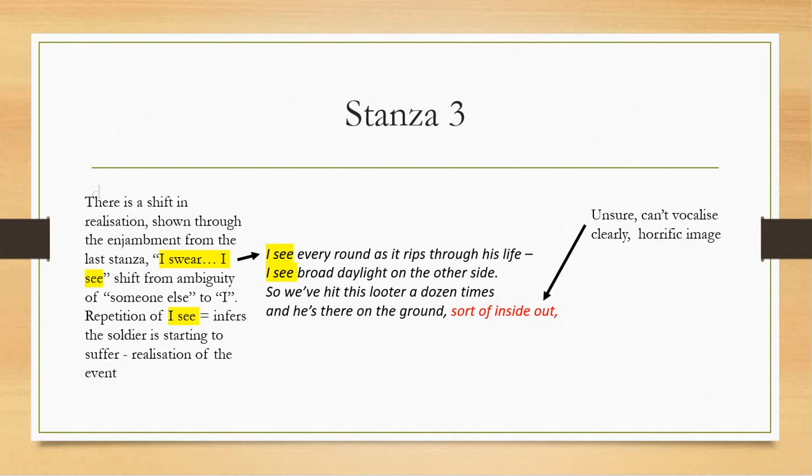He's unsure. He can't vocalise clearly. When he says he legged it earlier on, this soldier doesn't have the vocabulary. He can't vocalise clearly this horrific image, but it is a horrific image. He's sort of inside out. We don't really need a huge vocabulary and long sentence types. Just that phrase alone, sort of inside out, it creates a horrendous image of this looter's body on the floor.